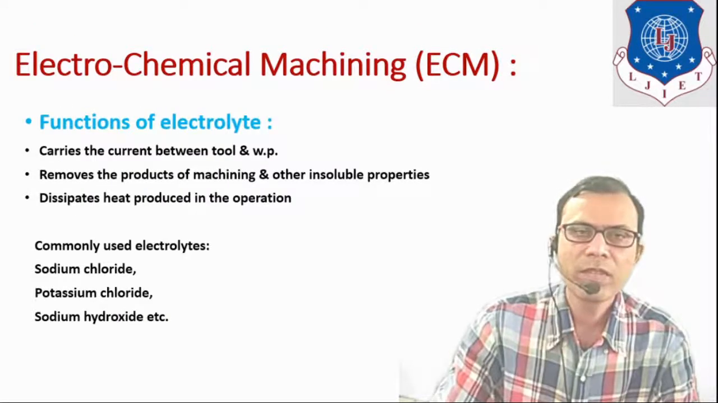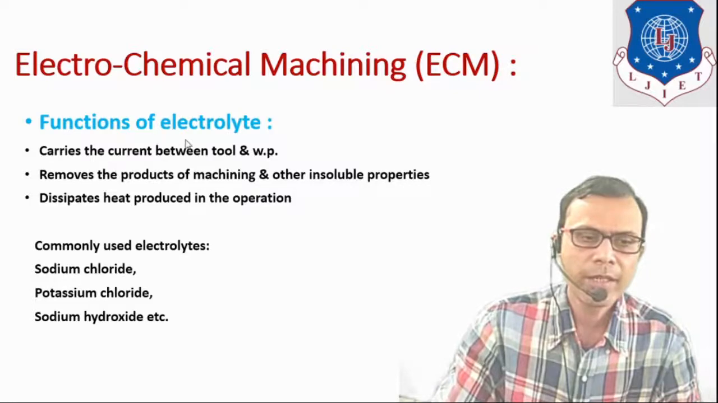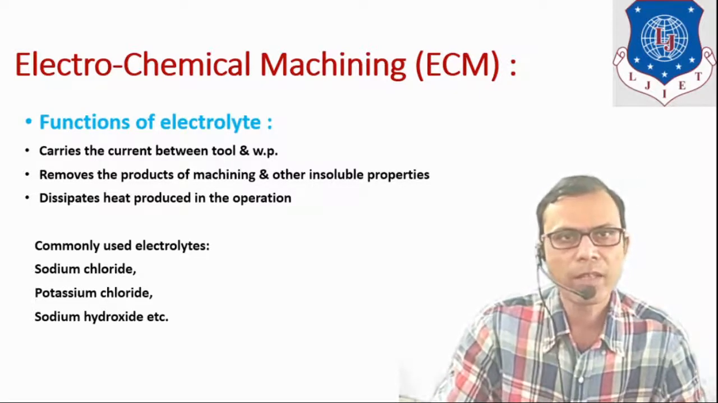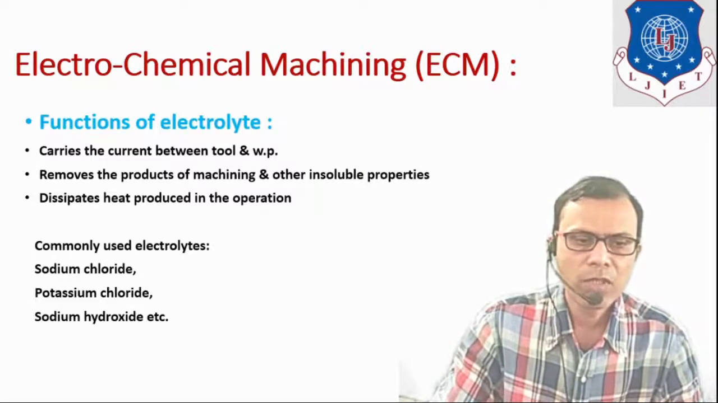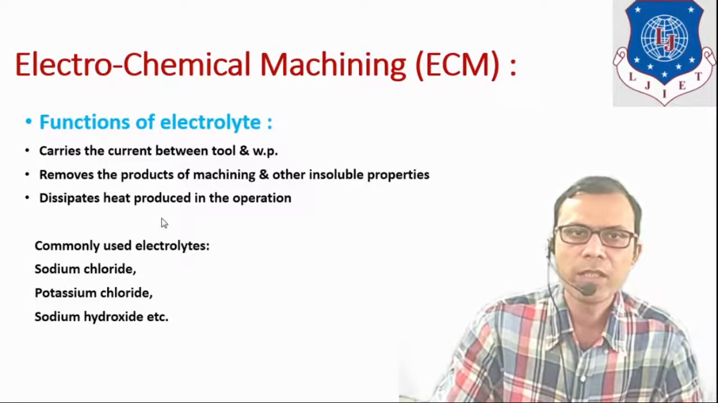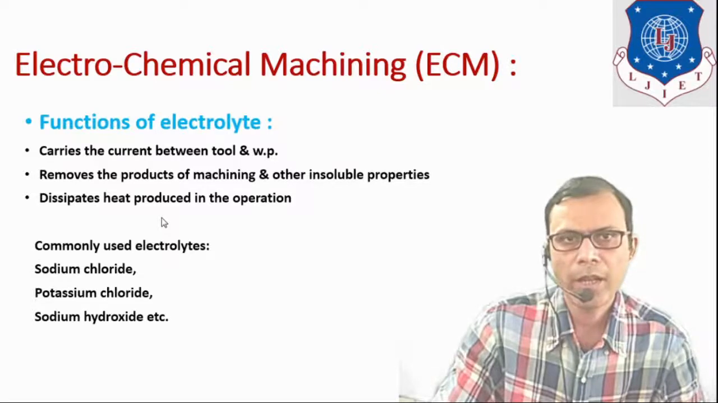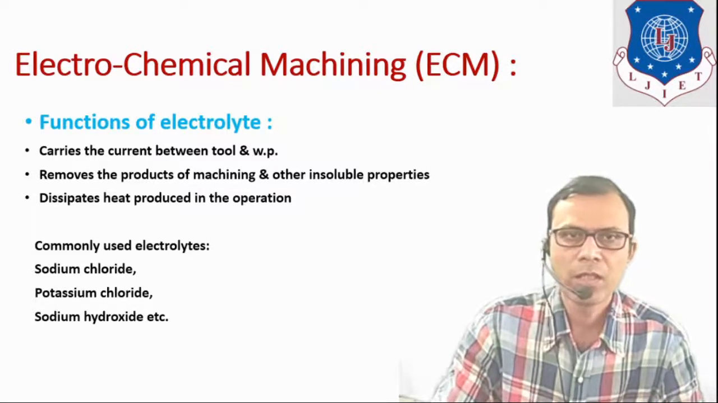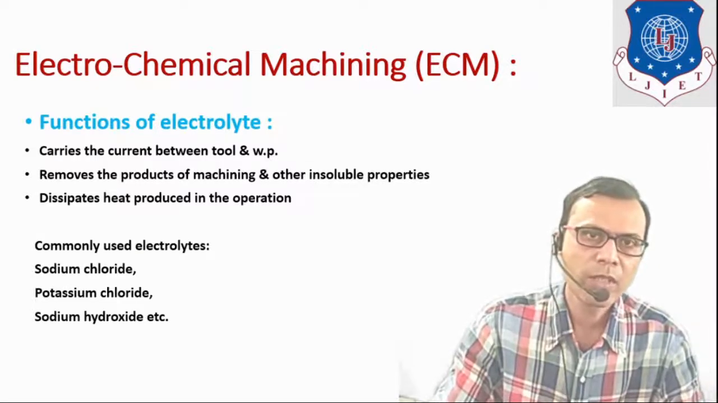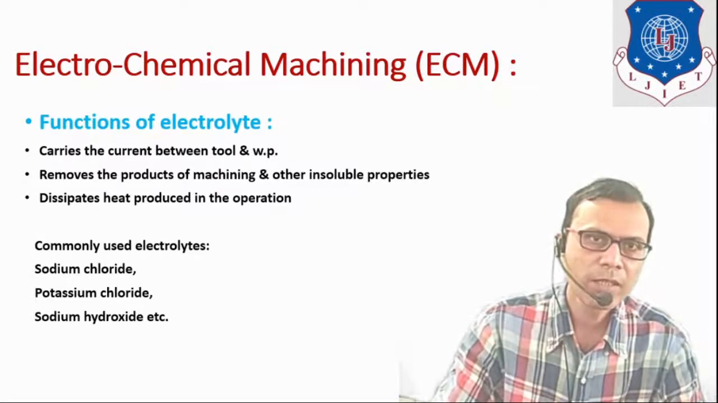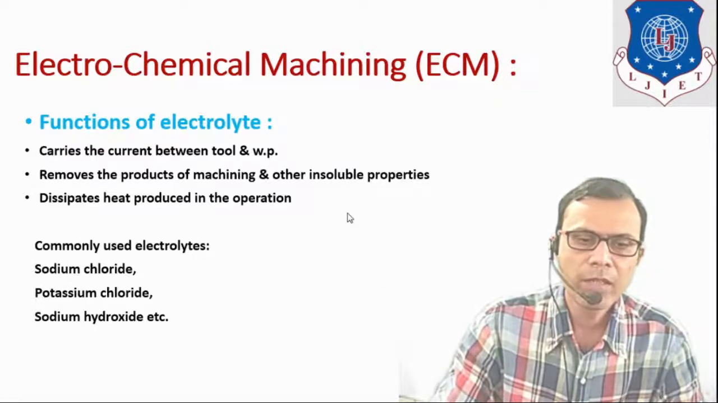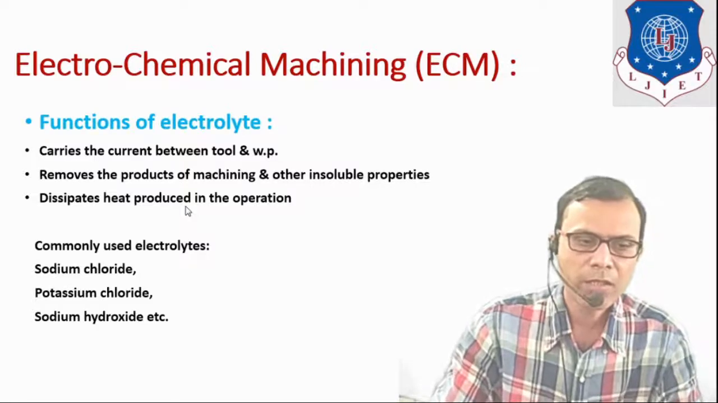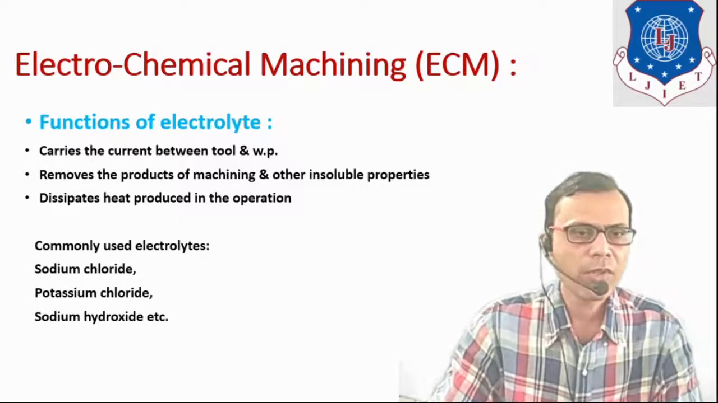The function of the electrolyte is that it carries the current between tool and workpiece, thus it is useful to complete the circuit. It removes the products of the machining, so any chips or swarf materials removed from the workpiece material are carried away with this electrolyte. It also dissipates heat which is produced in the operation.